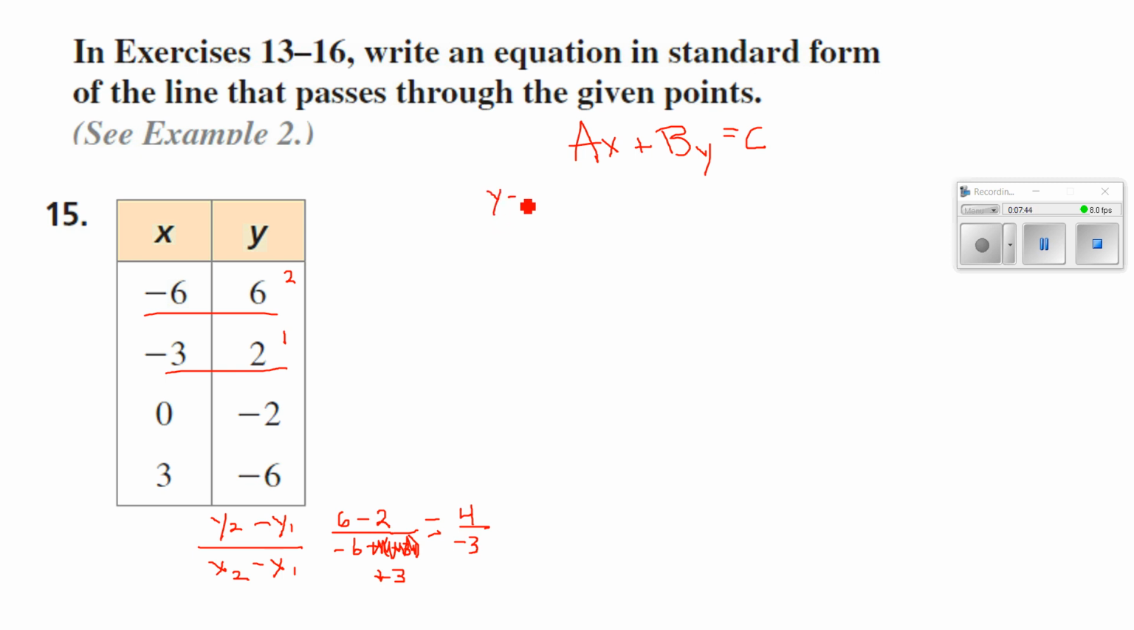Y minus y1 equals m times x minus x1. Let's fill those in. We know the m now, the slope is negative 4 over 3. And now I can plug in the rest. I think I'm going to use this set over here of 6 and negative 6. So y is going to be 6. That'll give me y minus 6. And then over here, x is going to be x minus a negative 6.